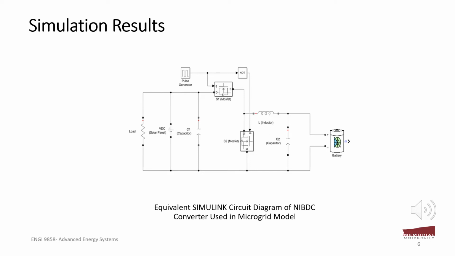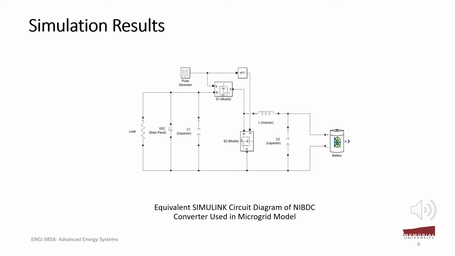In this segment of the presentation, I will talk about the simulation results of this project. For simulation, MATLAB Simulink software was used. A microgrid concept was taken into consideration to demonstrate the non-isolated bidirectional buck-boost DC to DC converter operation. The figure in this slide is a Simulink diagram of a microgrid model.